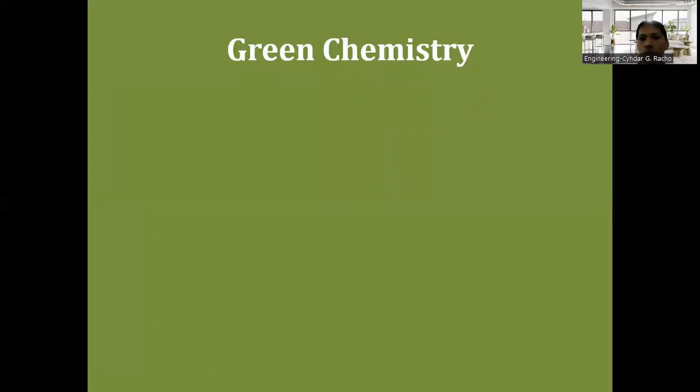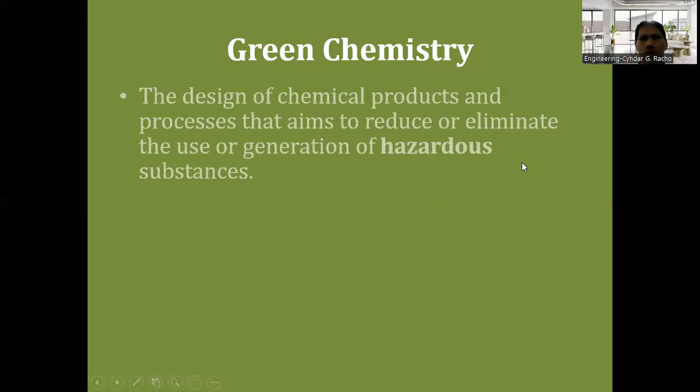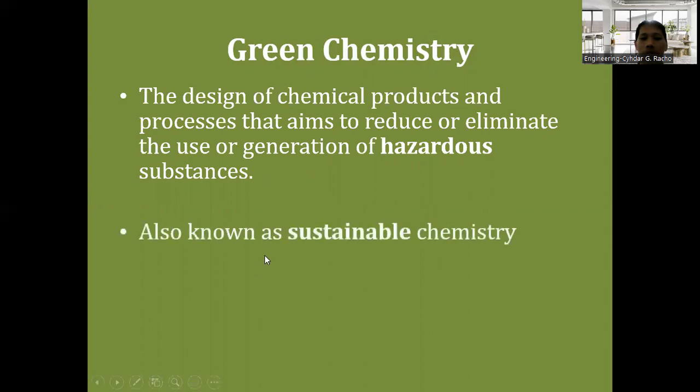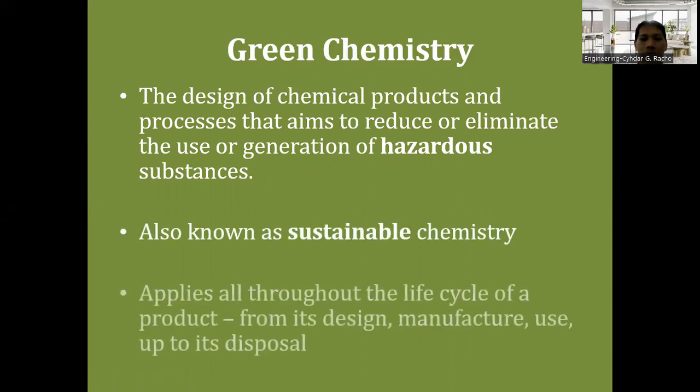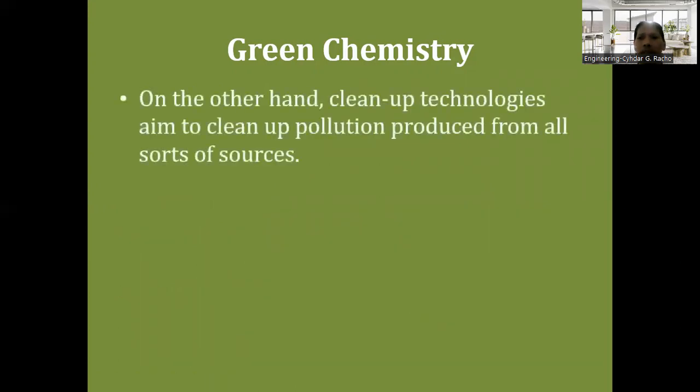Right, so let's move on to green chemistry. I believe you have heard about green chemistry. So what is green chemistry? Green chemistry is the design of chemical products and processes that aims to reduce or eliminate the use or the generation of hazardous substances. It is also known as sustainable chemistry, and it applies throughout the life cycle of a product, from its design, from the manufacture, use, until its disposal. On the other hand, cleanup technologies aim to clean up pollution produced from all sorts of sources.